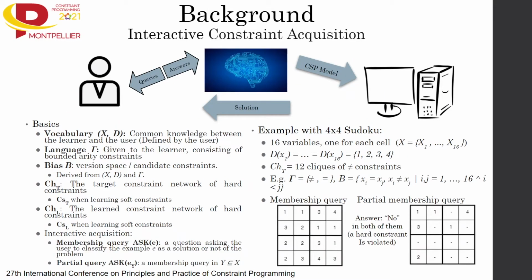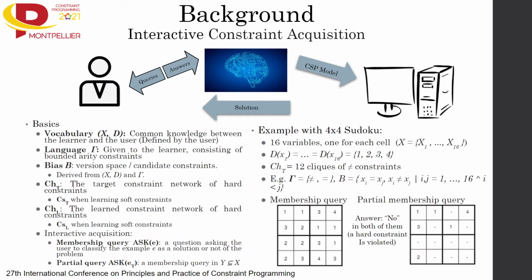Let's now see some basics of interactive constraint acquisition. Active constraint acquisition systems use the version space paradigm of machine learning to learn the target constraint network of the problem that the user has in mind. More specifically, they use the candidate elimination paradigm. In this process, we have the vocabulary defining the set of variables and their domains, and is a common knowledge between the learner and the user.